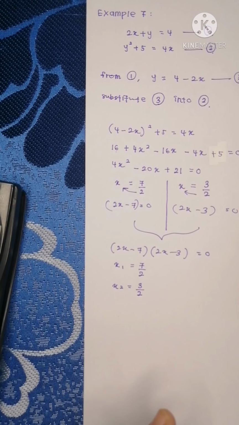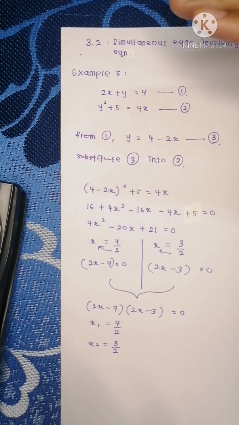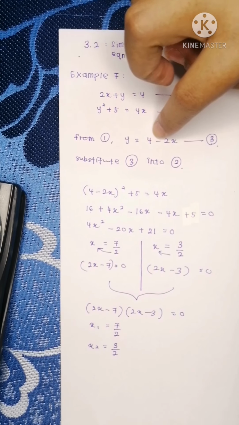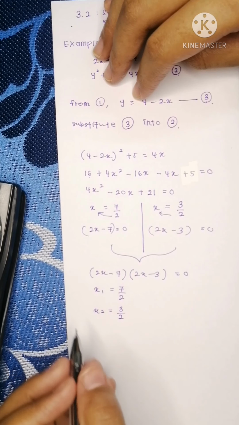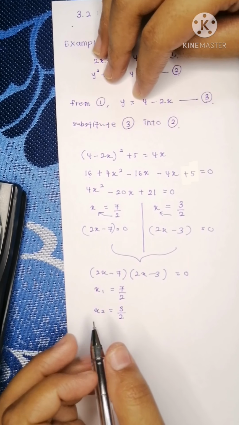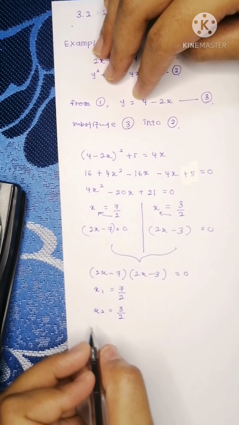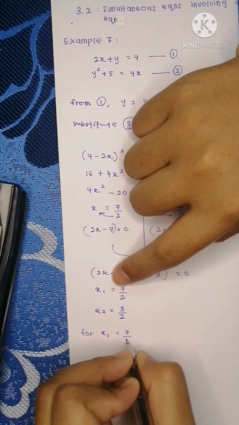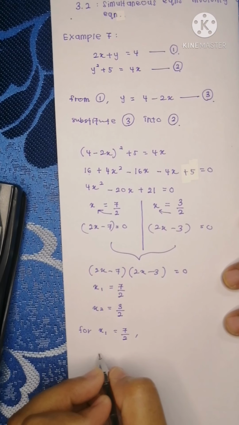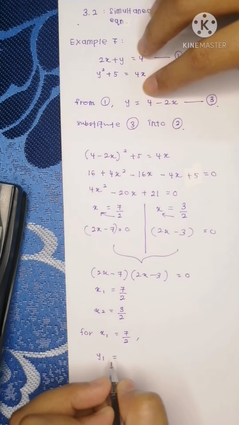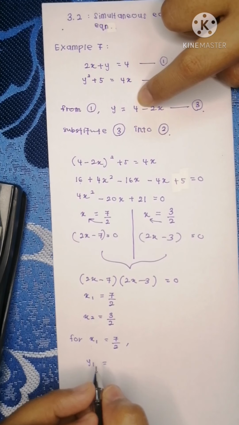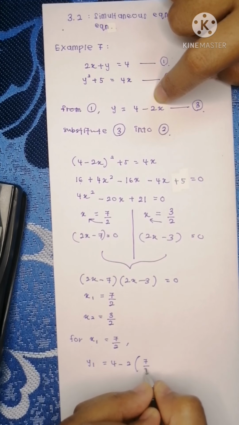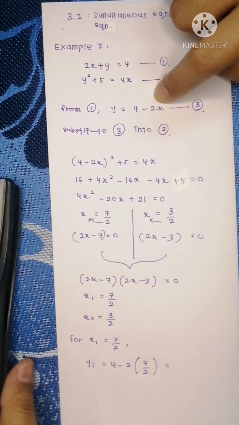Now we need to find the unknown y. So to find the unknown y, you need to just take the equation 3 here, which is y is equal to 4 minus 2x. Okay, so 4 minus 2x, right? So for x1 equal to 7/2, y1 will become, y is equal to 4 minus 2x. X is this one, 7/2. Okay, now solve it in your calculator.